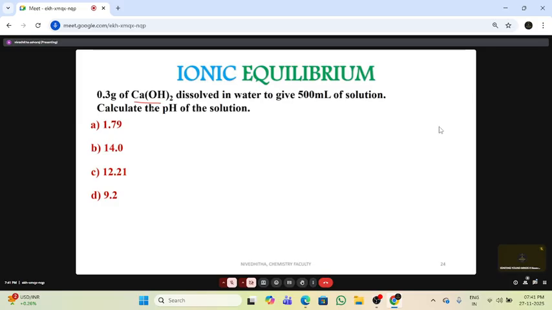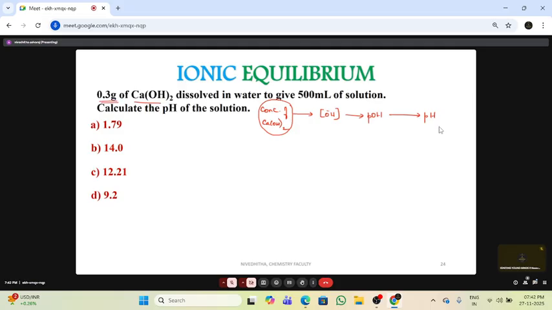From this data, we have to calculate the concentration of calcium hydroxide, from which you have to calculate OH minus ion concentration, after which you have to calculate pOH, and finally the pH of the solution. So first you have to calculate the concentration of calcium hydroxide. From that, we can calculate the concentration of OH minus ion. After that, we can calculate pOH. And from the pOH value, finally, we can calculate pH. So the first step is we have to calculate the concentration of calcium hydroxide.